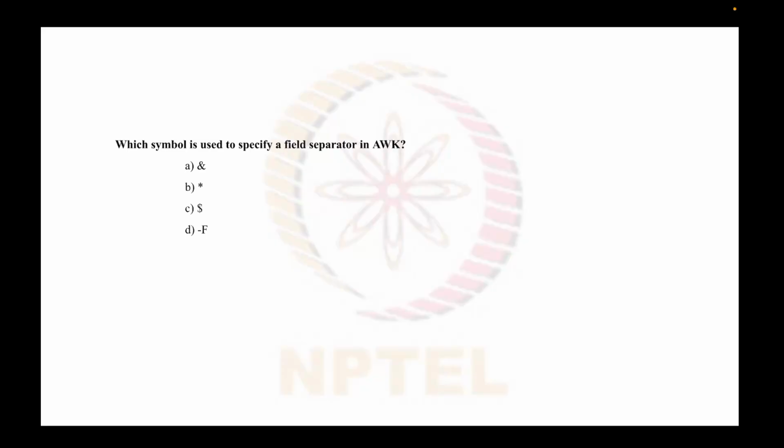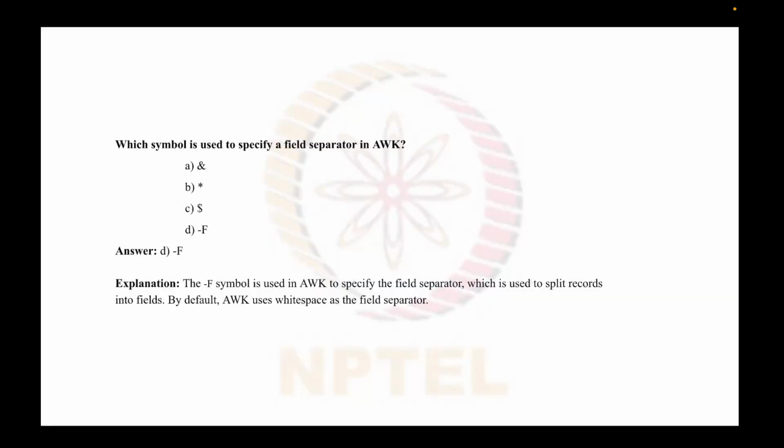The question here asks what is the symbol used to specify field separator in awk, whether it is and, star, dollar, or hyphen F. So here hyphen F is used in awk to specify the field separator, which is used to split records into fields.